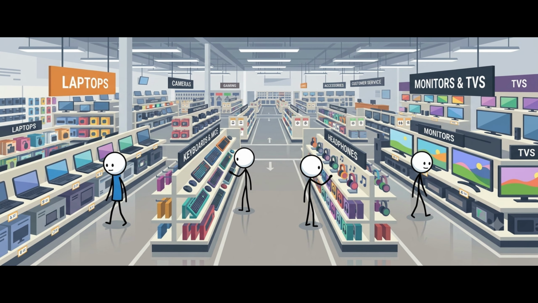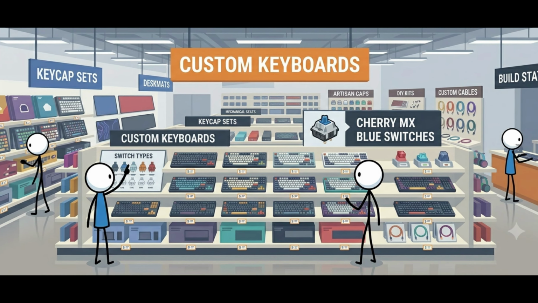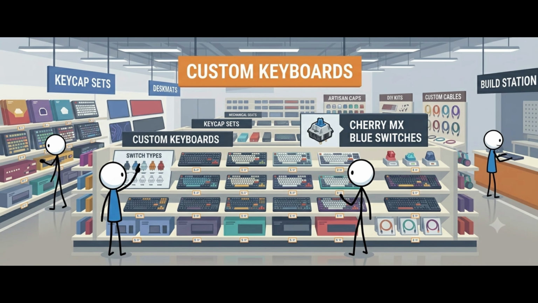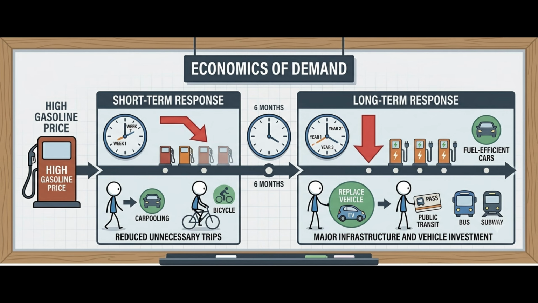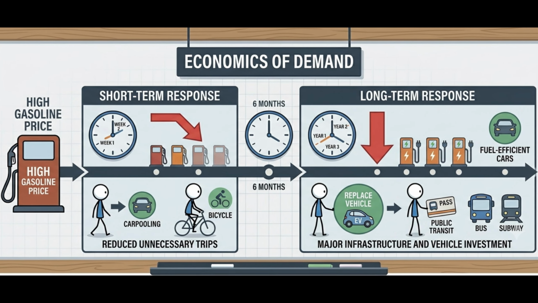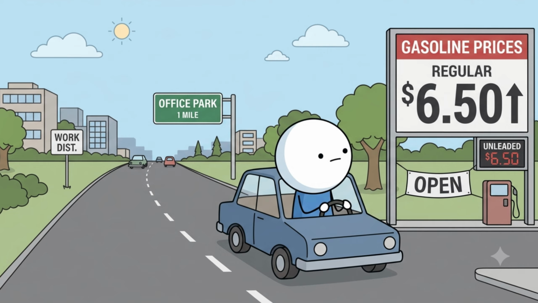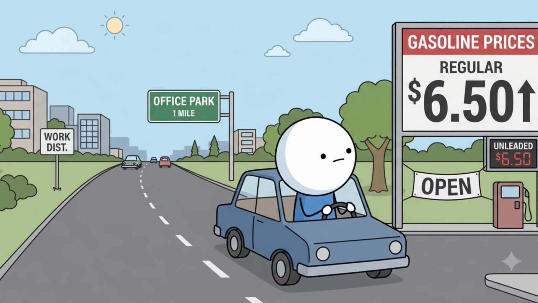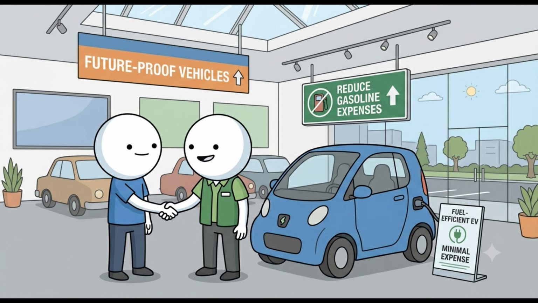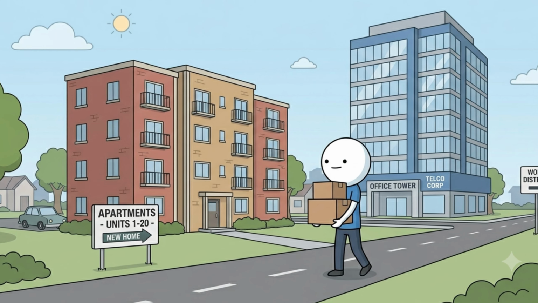Third is the definition of the market. Narrowly defined markets, like custom cherry blue switch keyboards, tend to have more elastic demand than broadly defined markets like electronics, because it is easier to find substitutes for a specific item. Finally, there is the time horizon. Goods tend to have more elastic demand over longer time periods. If the price of gasoline rises today, John might still have to drive to work. But over the next year, he might buy a more fuel-efficient car or move closer to his office, showing a much greater response to the price change over time.